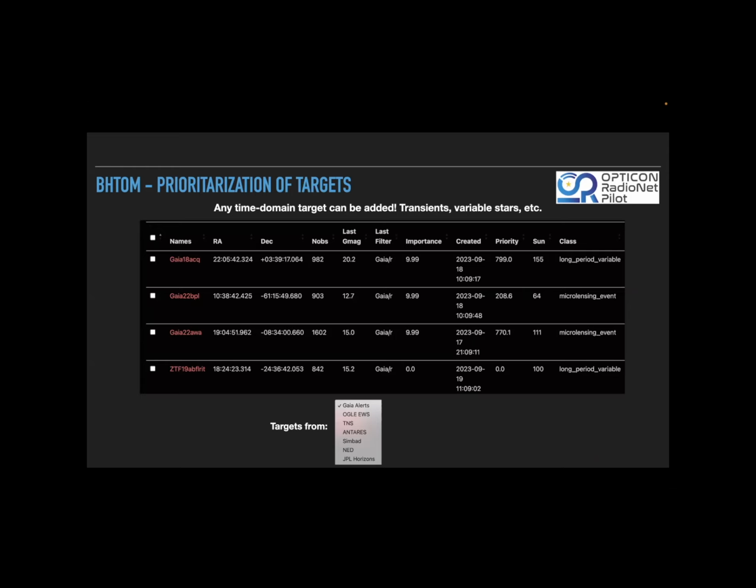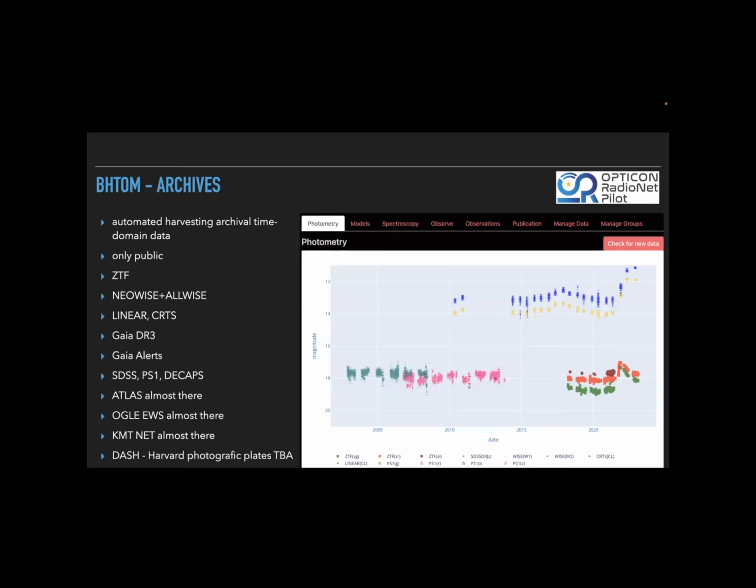Of course, you can add targets. Any user can add any targets, any time domain targets can be added, and I'm talking about transients, supernovae, TDEs, whatever, microlensing events, but also variable stars or even quasars, which require long-term monitoring. They're also suitable, and they can be submitted in our system. And there are easier ways: you can grab the targets from Gaia Alerts, from TNS, from Antares broker, Simbad as well. And then, as I said, we query the archives.